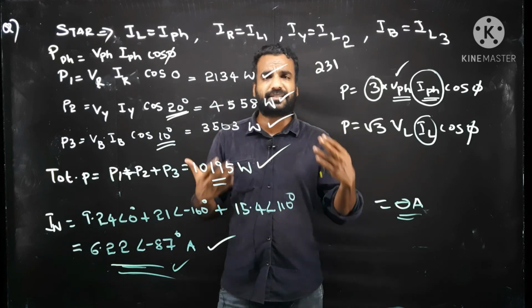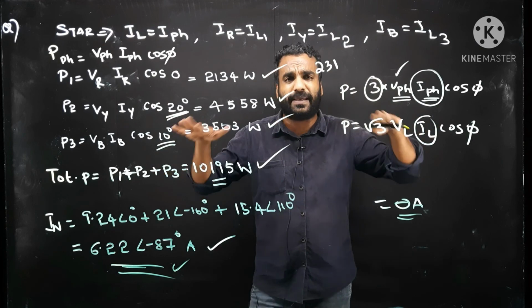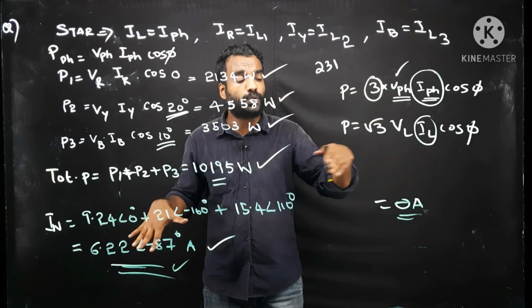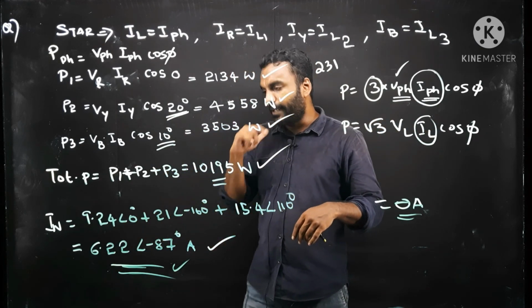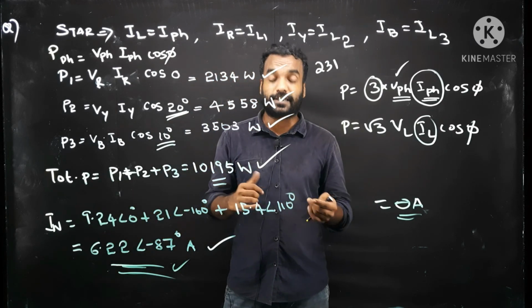That's why KSEB is trying to balance the load. They are trying to distribute the load equally in all lines in order to avoid the neutral current. Okay, so this is the case. So please try such problems. Many more problems are there in the textbook.